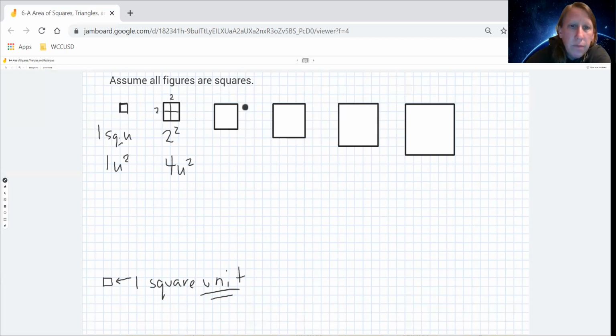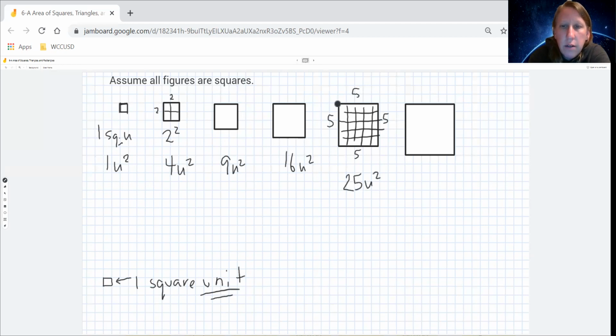And how about this one? 3 squared, 3 times 3 is 9. And this one? Good, 16. Okay, and let's count it. 1, 2, 3, 4, 5. 1, 2, 3, 4, 5. So this is a square with the sides are all 5. To find the number of units inside, we would multiply 2 of the sides together. So there are 25 squares inside of there. And this one is 36. These numbers are just good to know. Square numbers are really interesting to us.